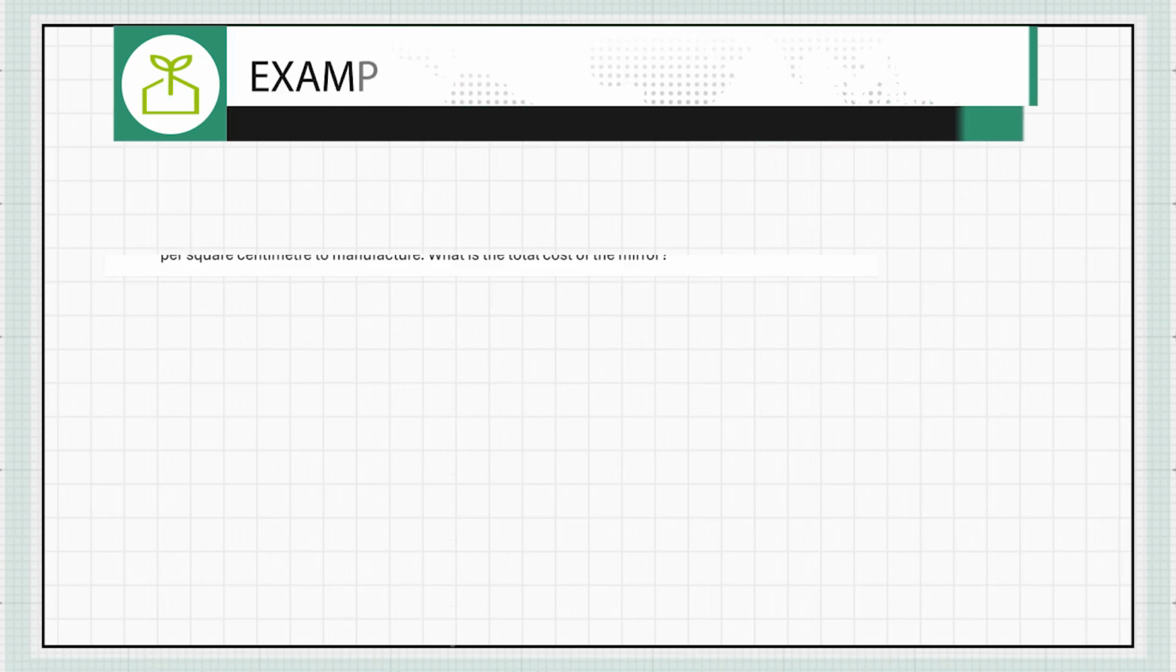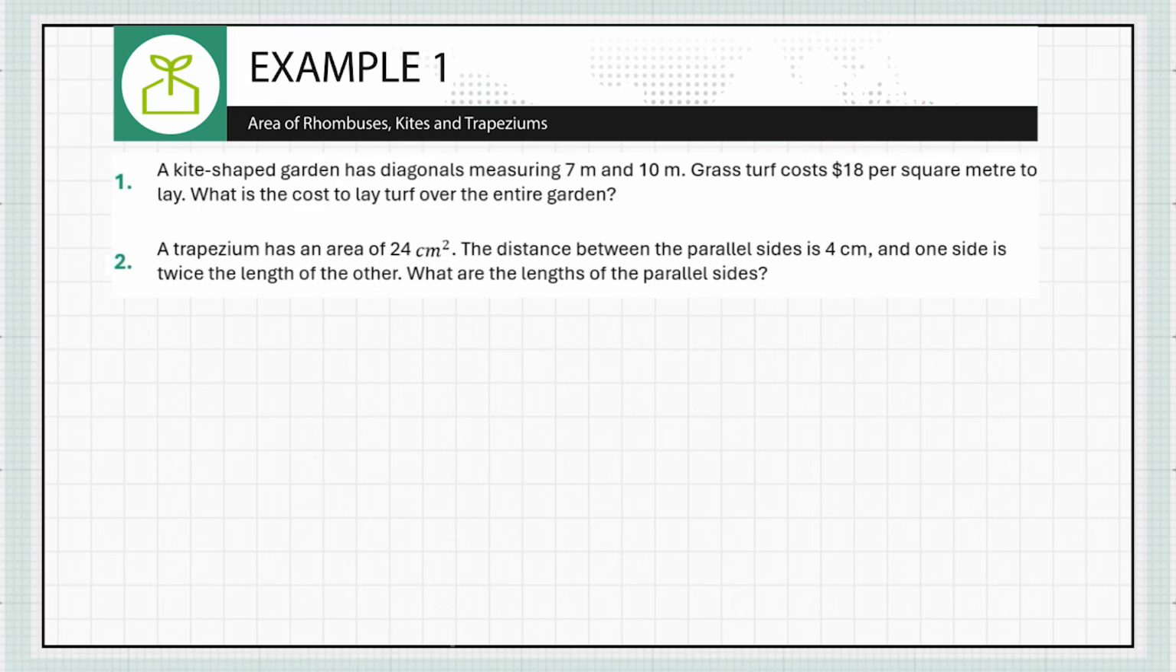Okay, in this video we're going to be looking at problems involving kites, trapeziums, and rhombuses. And a lot of these kind of problems, or these word problems, come down to determining the area and then applying it in some way. So a lot of the times you'll see it being applied as cost.